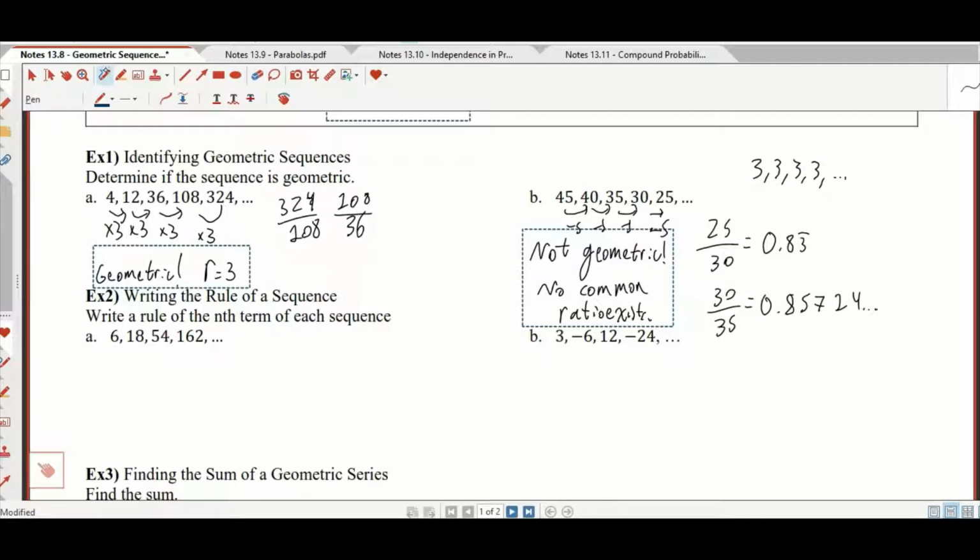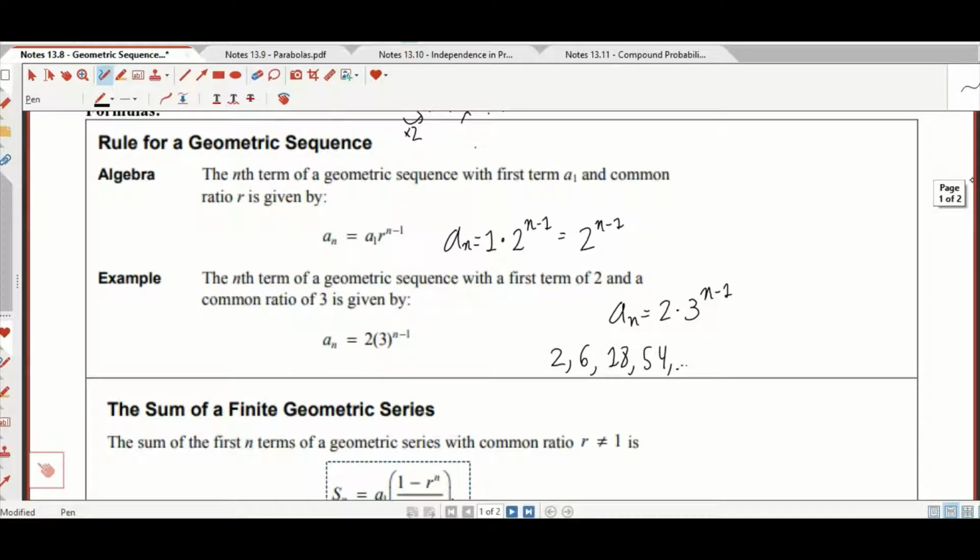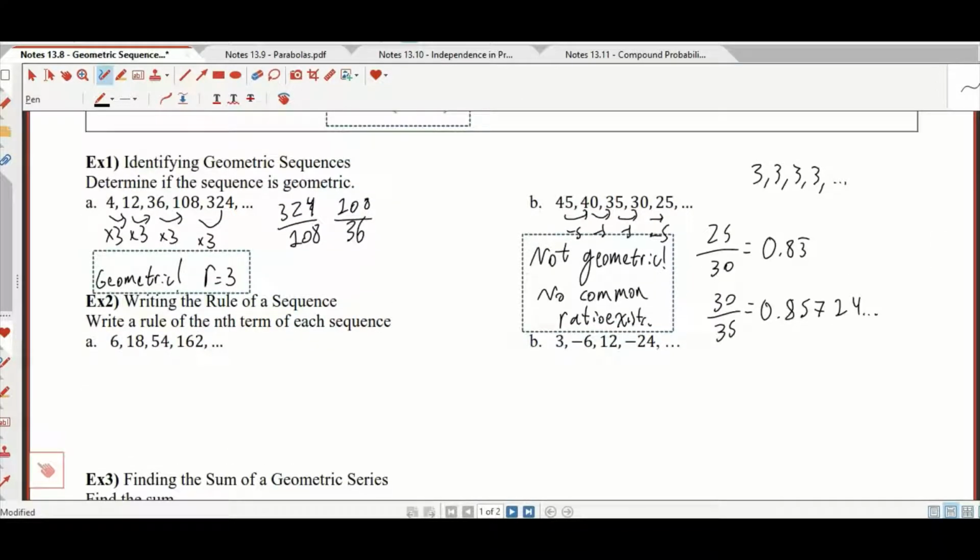Writing a rule for the sequence. So remember, the rule is a sub n equals a sub 1 times r to the n minus 1. So if these are geometric, 6 times 3 is 18, 18 times 3 is 54, and 54 times 3 is 162, I sure hope. 54 times 3, yep. Which means that my first term, a sub 1, is 6, and the common ratio here is 3, which means that a sub n equals the first term times the common ratio, 3, since it's positive, I'm not going to put parentheses around it, to the power of n minus 1.